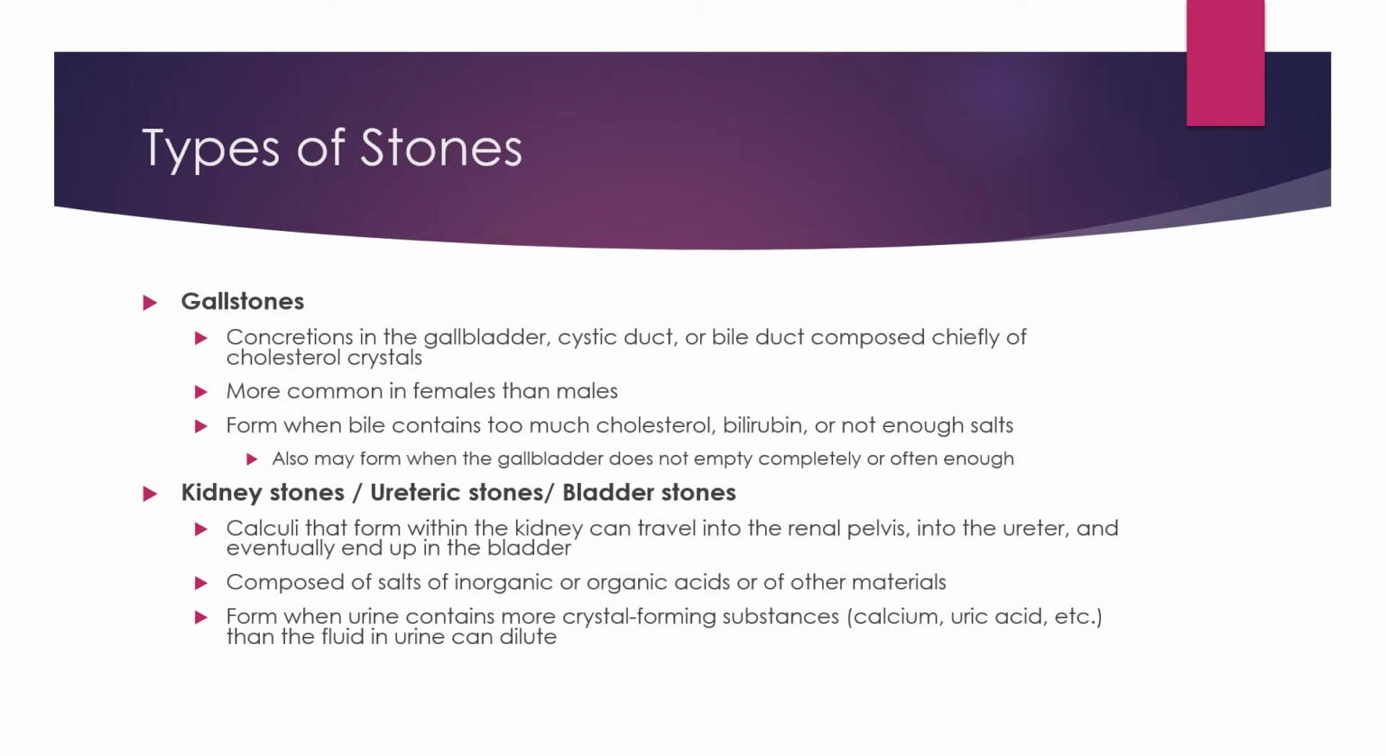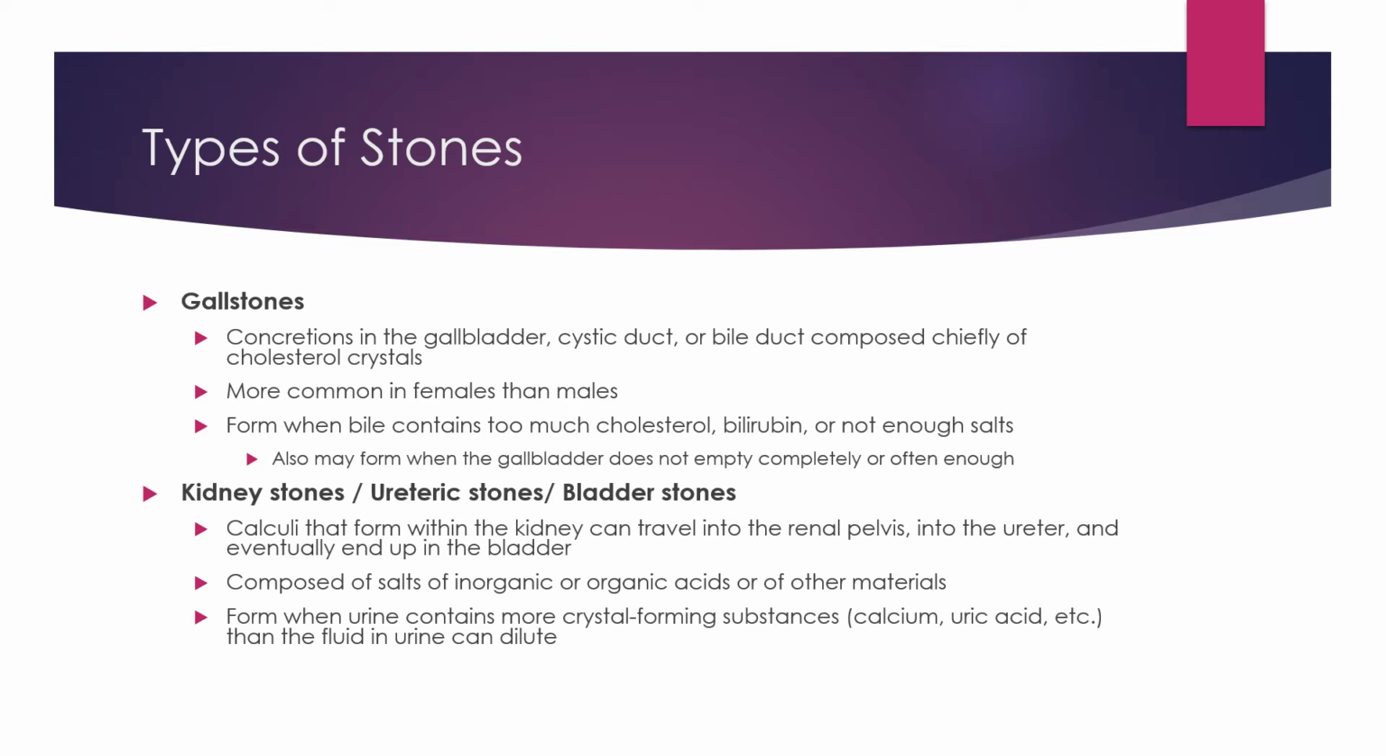The first type of stone I'll be discussing are gallstones. These are concretions in the gallbladder, cystic duct, or bile duct composed chiefly of cholesterol crystals. They are found more commonly in females than males, and they may form when bile contains too much cholesterol, bilirubin, or not enough salts. They may also form when the gallbladder does not empty completely or often enough.